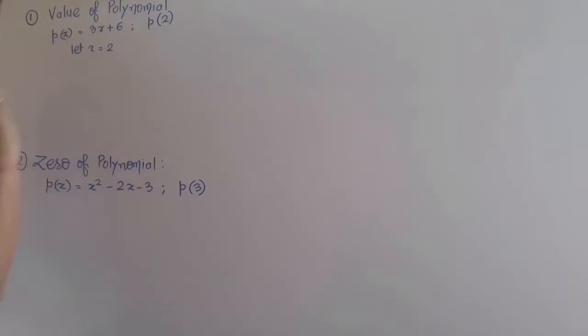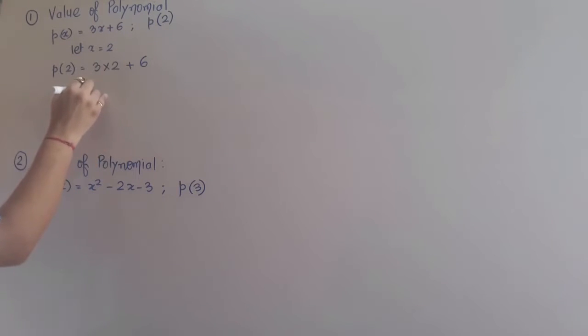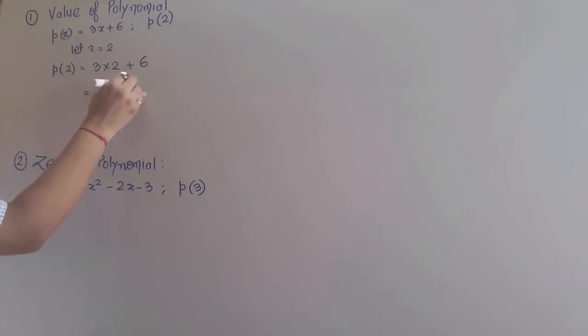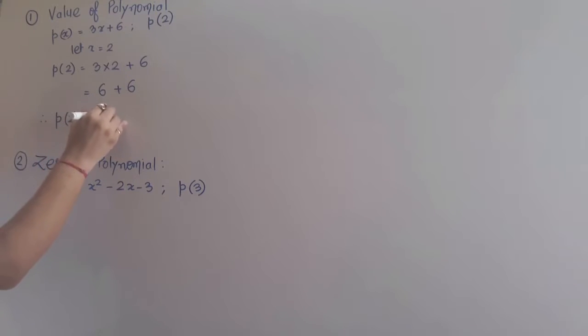So if I put x equal to 2, then what will come? Here I will put x equal to 2, then this will be 3 into 2 plus 6, and 3 into 2, how much will it be? 6, and plus 6 will be there. So we can say that the value of p of 2 will be equal to 12.